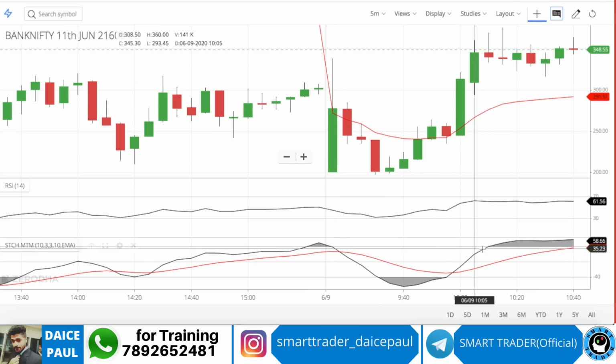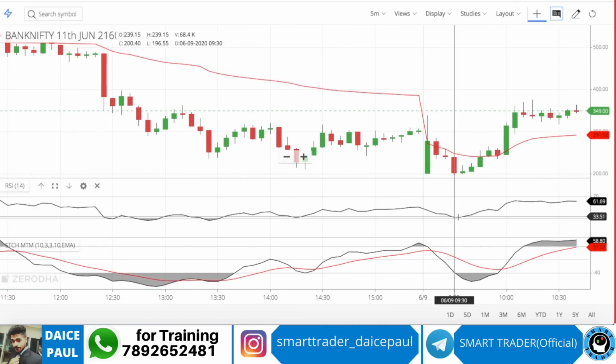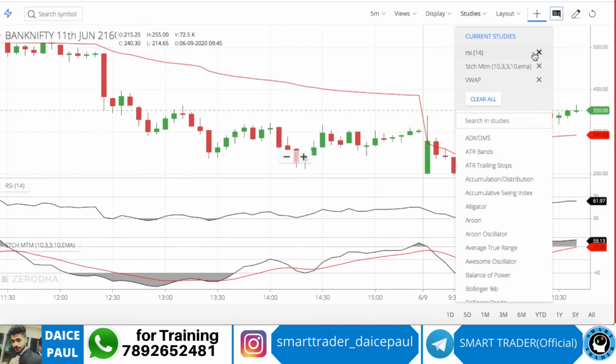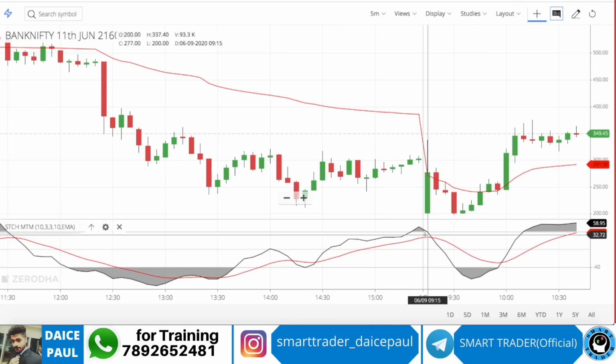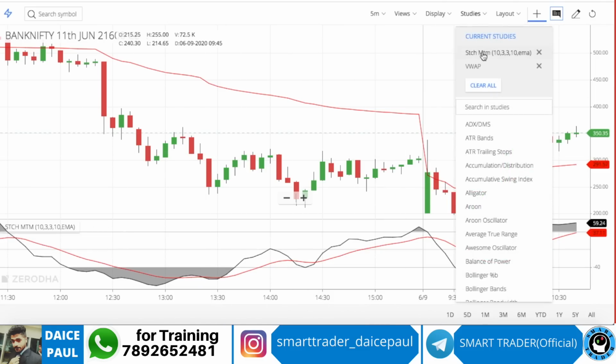When I say signal, within 12 o'clock you need to get a signal on stochastic. So as of now I'll just remove my RSI. So you are waiting for a signal from the stochastic momentum index. For the ones who don't know the stochastic momentum index, this is the one.